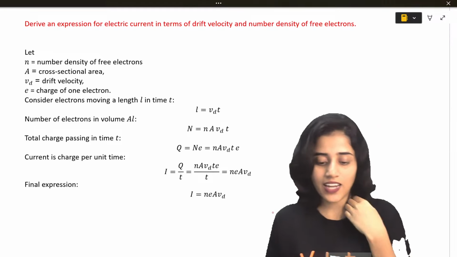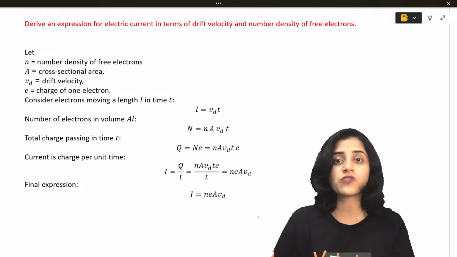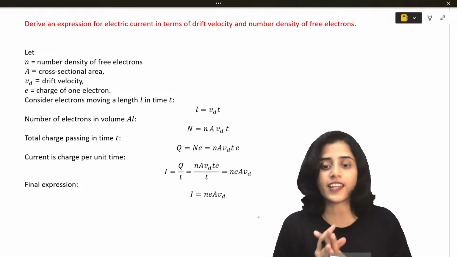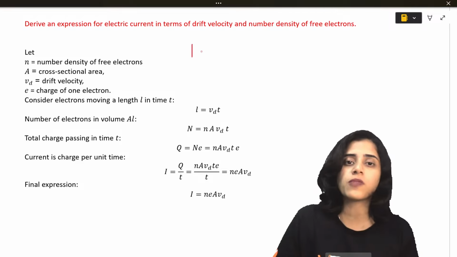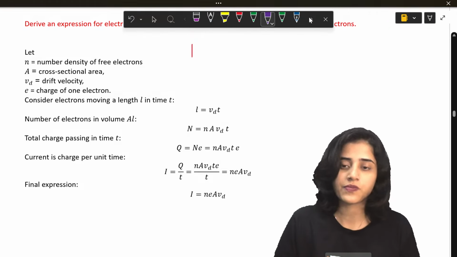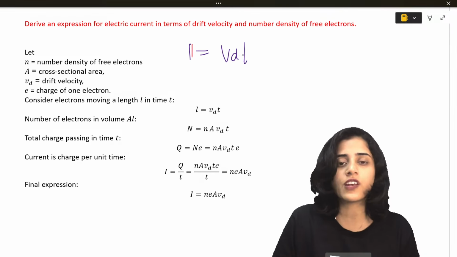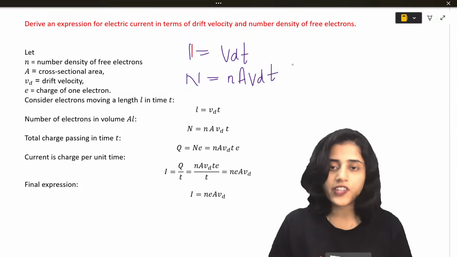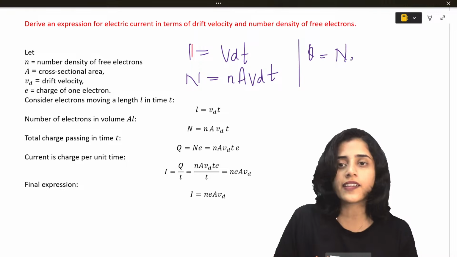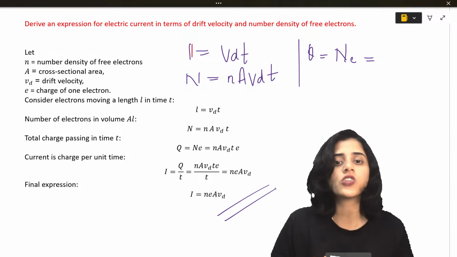Derive an expression for electric current in terms of drift velocity and number density of free electrons. Very easy. First formula with respect to current: I is equal to Q by T. And Q is equal to N times E, which is equal to N A VD into T. Then you just substitute, and you will get this answer.